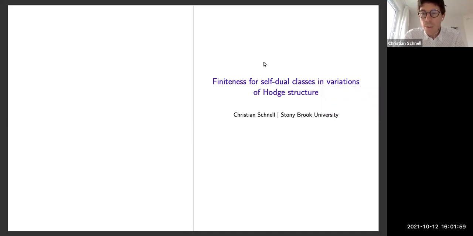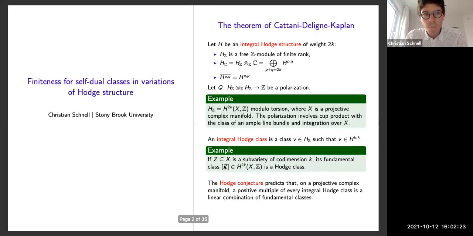So what I am going to talk about is something that has to do with a generalization of Hodge classes and a generalization of this famous theorem by Cattani-Deligne-Kaplan that tells you about the set where some classes are Hodge classes. I will start with discussing a bit the Hodge classes and the Cattani-Deligne-Kaplan theorem, and then I'll get to the new part. And the new part has some physics connection, so it's somewhat unexpected maybe.